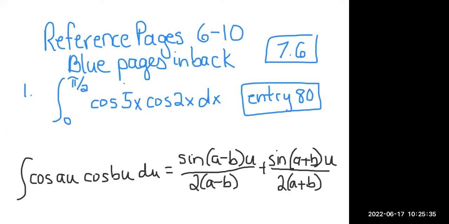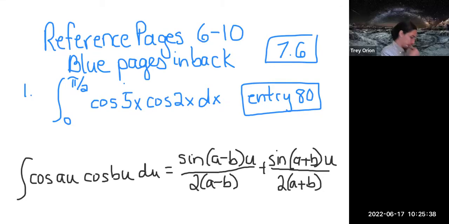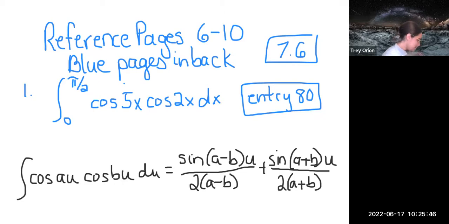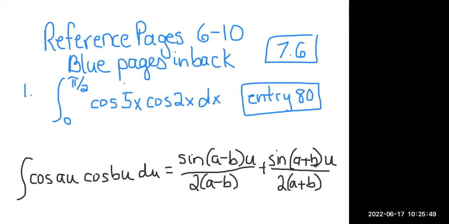Anyway, cosine AU, cosine BU, DU equals sine. Yeah. So then, all we need to know is, okay, A is going to be 5. And B was 2. And U is X.